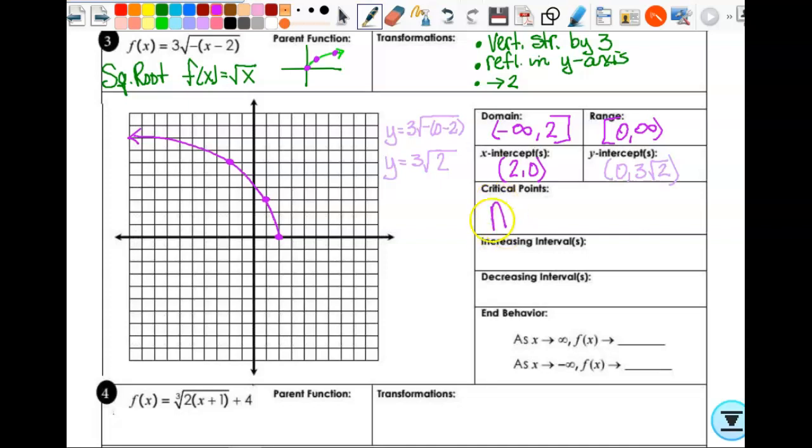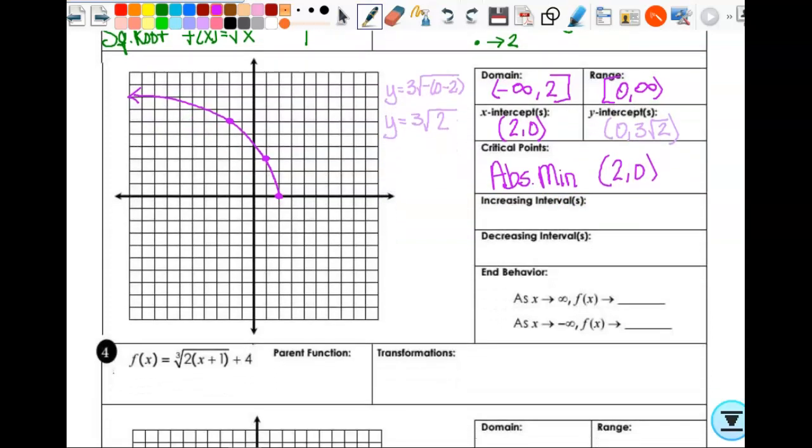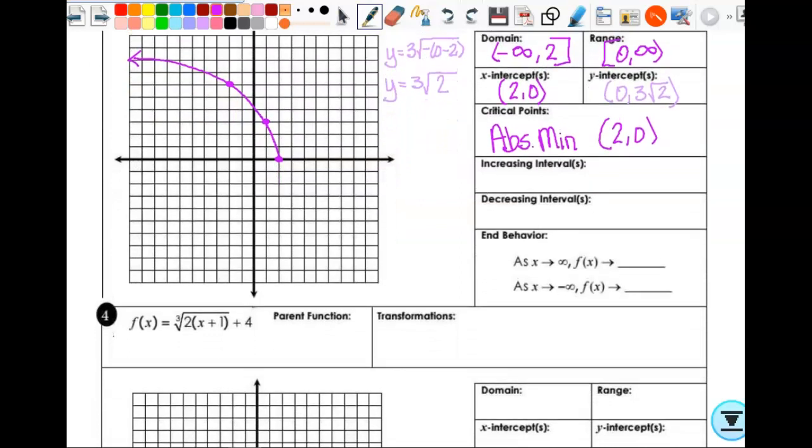I have an absolute minimum, absolutely. I have an absolute minimum, and that is at my x-intercept, which is at 2, 0. Am I increasing anywhere? No. I'm decreasing everywhere, so that goes from negative infinity to 2.